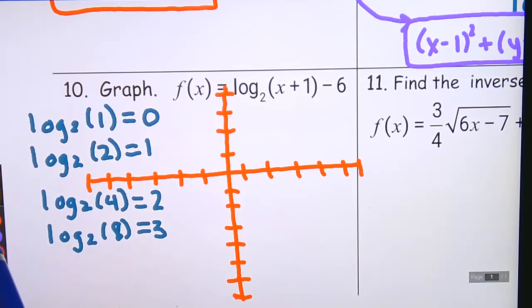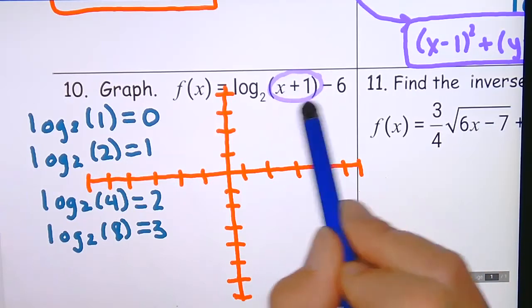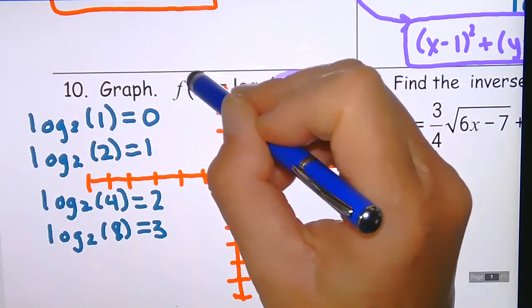Now, when I'm looking at this, this x plus 1, what makes this 0 is a -1. You can never take the log of 0 or a negative. So this is going to be an asymptote.